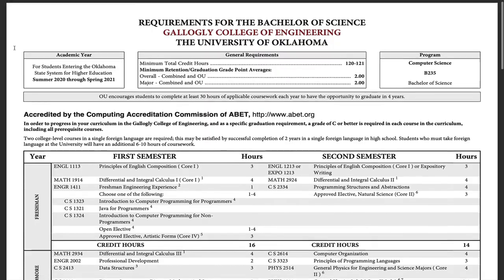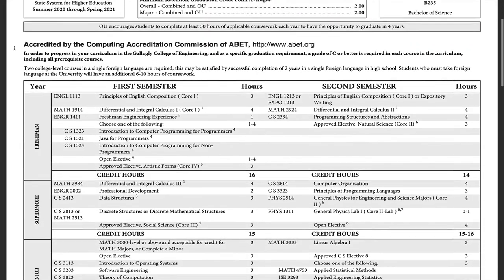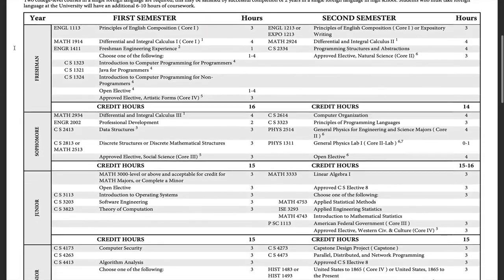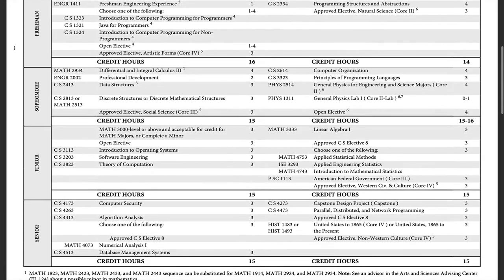I'm going to walk through the CS curriculum that I went through and that is currently on offer at the University of Oklahoma. And I'm going to talk about each class and what you will learn in each class and why or why you don't need that in the end.